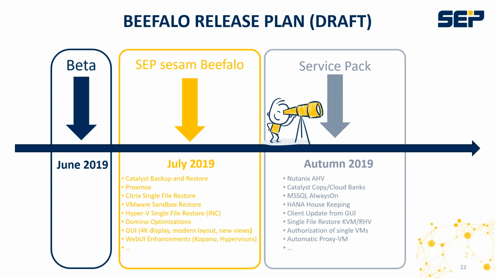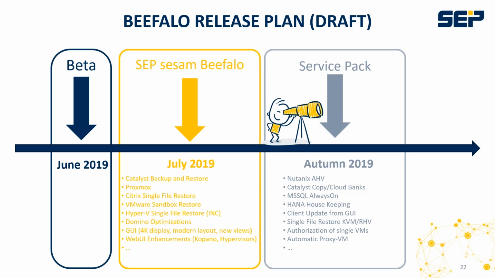Then we enhance the Catalyst functionality. Today we can write via Catalyst to the backup target, to the StoreOnce, and we can do the restores, delete backups and manage the backups. However, with the next version, we can also do Catalyst copy, which means you can write to different StoreOnce systems and have the replication from one StoreOnce to the next StoreOnce at another location.